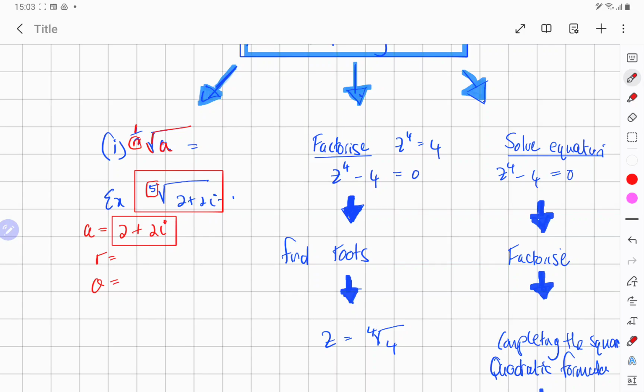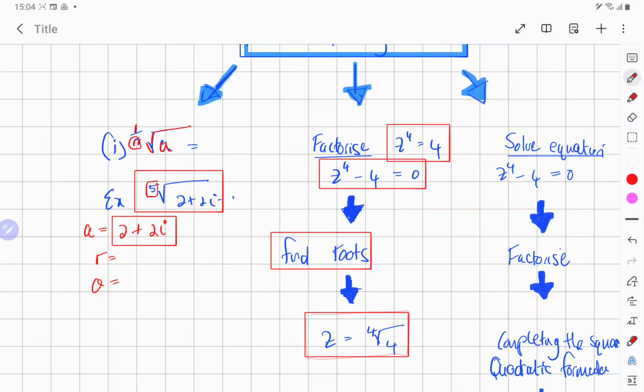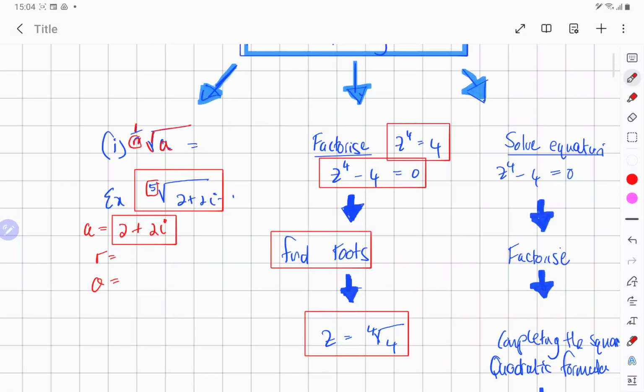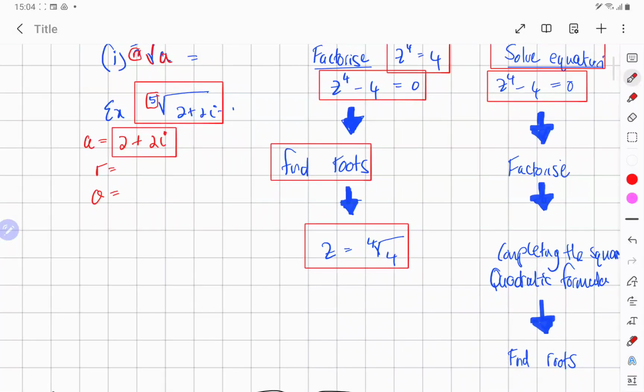Another way they can ask it is just to factorize or to solve. So factorize z to the 4 minus 4, or solve. Either way, you will always find the roots. So just remember, when we factorize, we will take the 4 across and we will find the fourth root of that number. Another way they can ask is they will just say solve the equation. So that is similar to asking to factorize. But either way, we will always find the roots.